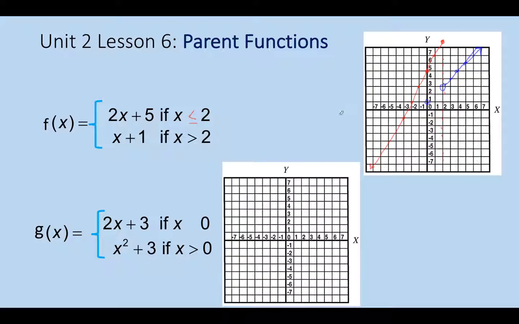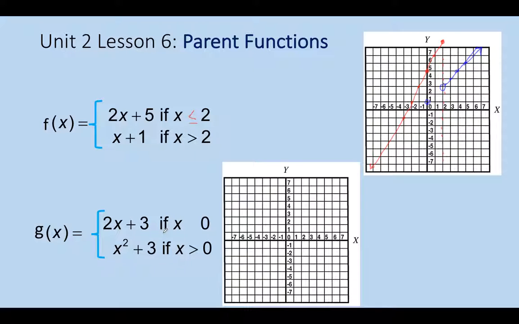Okay, so this is the piecewise function. For x less than or equal to 2, I have this red line. And then for x greater than 2, I have this blue line. But I definitely don't show any of this stuff over here. All right, so moving on to my second one.